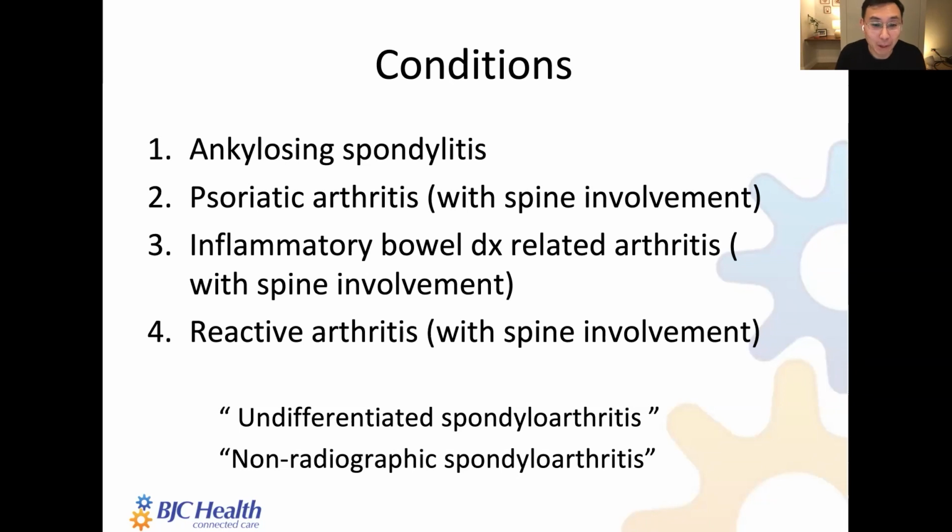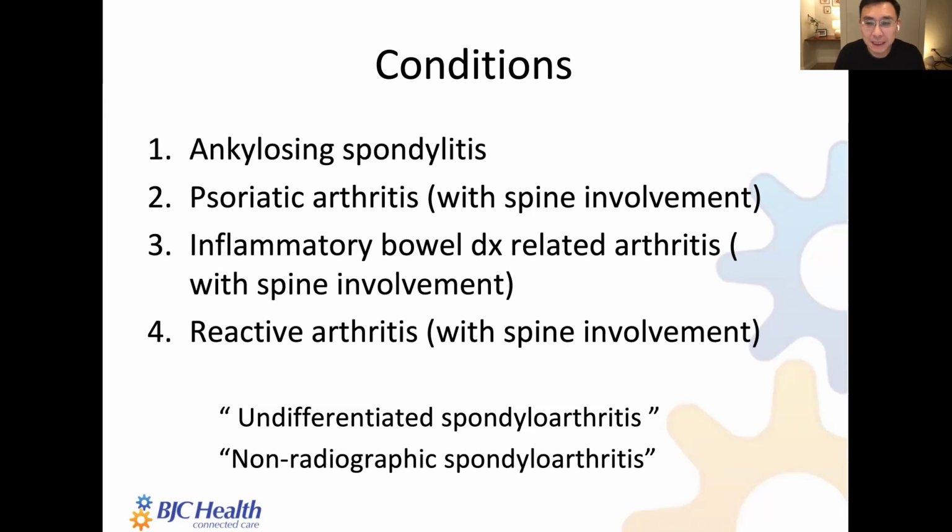The one that you see most talked about on the internet is ankylosing spondylitis. Then we have psoriatic arthritis. In particular, if you have spine involvement, it can be classified under spondyloarthritis. So psoriasis is a skin condition when you get rashes on different parts of your body. That's scary. And 30% of patients with psoriasis get psoriatic arthritis. And some of them will get spinal inflammation.